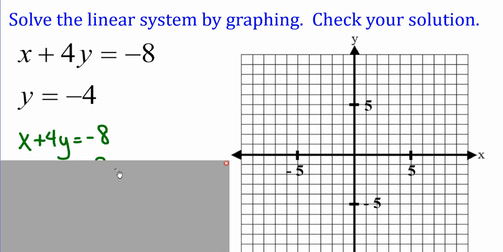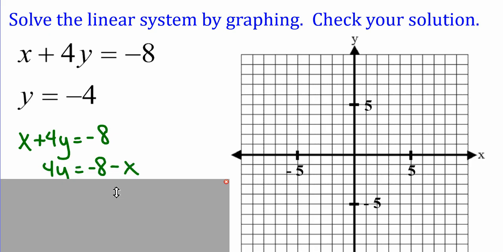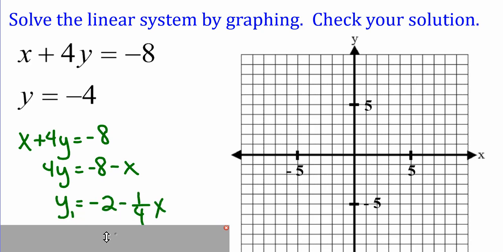In order to do that, we have to get y alone. That means we'll be subtracting x from each side of the equation and then dividing every single term by 4. That would leave us with y equals -2 minus 1/4 x. Now, we know how to graph an equation in slope-intercept form. First, we plot our y-intercept, and we know our y-intercept would be at (0, -2). So we're going to plot that point on our graph.